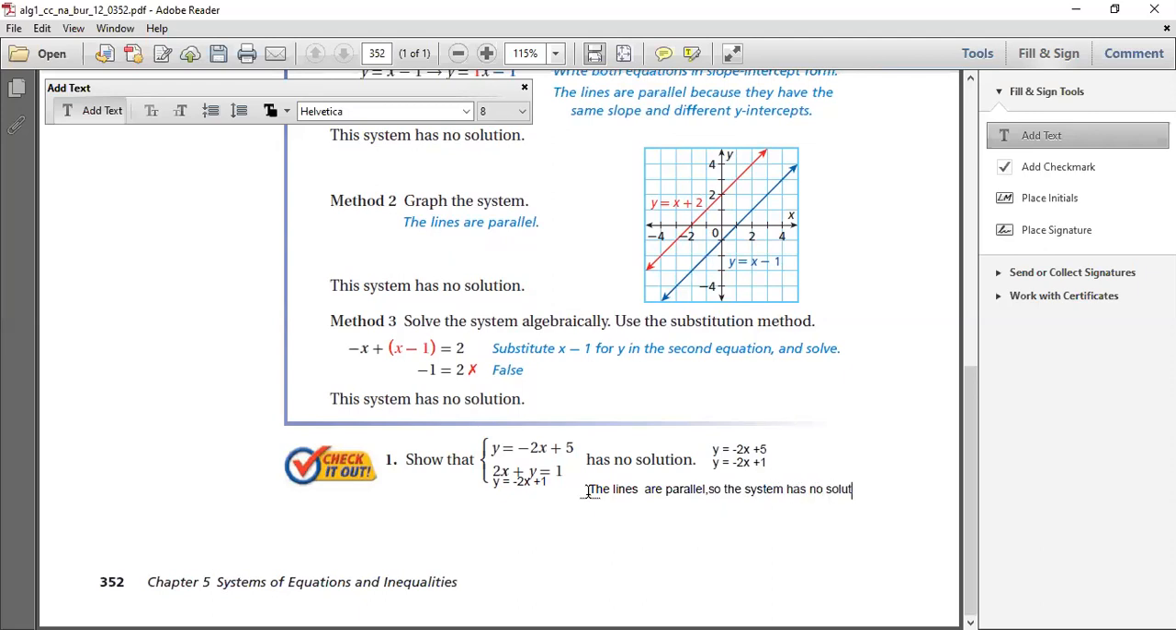Now you should be informative enough to prove why they are parallel and how they are parallel. Because the slopes are the same, but the intercepts are not the same. So keeping this in mind, let me show you the other example.